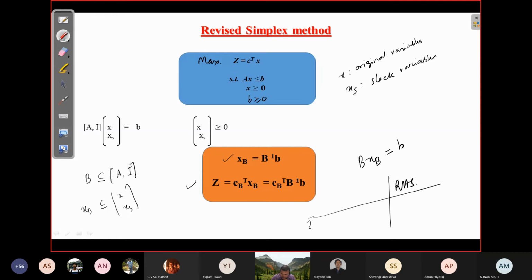I can write, for the objective row Z, the RHS for any base B would be CBT B inverse b, and for the basic variables, the values will be B inverse b, right? Clear up to this? So now, using matrix algebra, we have formed a general expression: whatever your base may be, the RHS would be CBT B inverse b, and the values of those basic variables will be B inverse b, right?